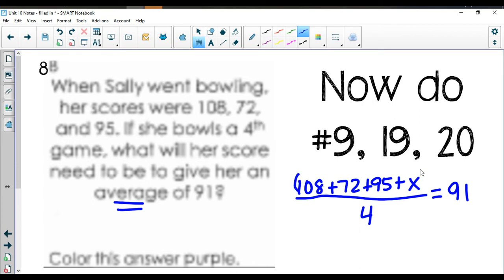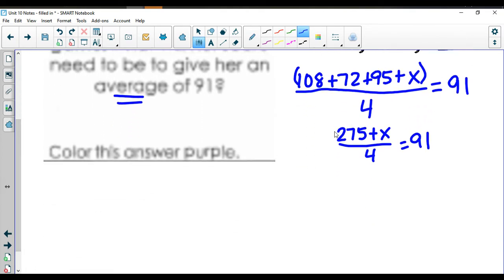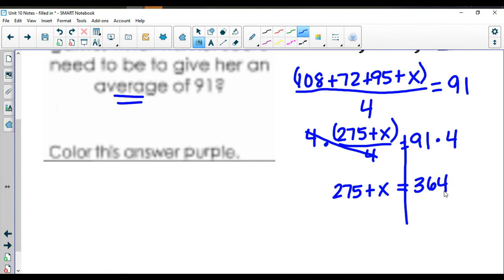So I'm going to go ahead up on the top here. I'm going to reduce this. So if I take 108 plus 72 plus 95, I get 275 plus X divided by 4, which is equal to 91. When we saw problems like this before, when we were solving in our equations unit, we would put the top stuff in the parentheses, and then we would go ahead and multiply by 4 to cancel out this dividing by 4. We're going to do that on both sides here. So I'm left with 275 plus X is equal to 364. And I'm then going to subtract the 275 on both sides, which allows me to solve that I want X to be 89.